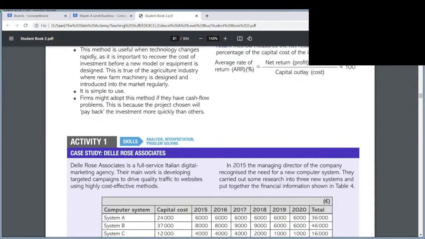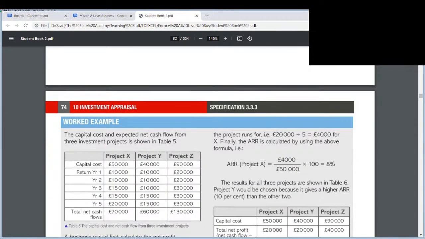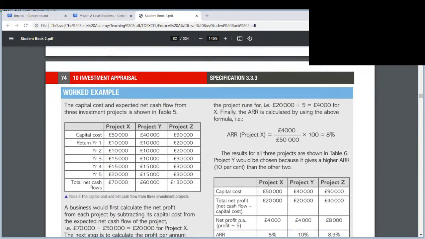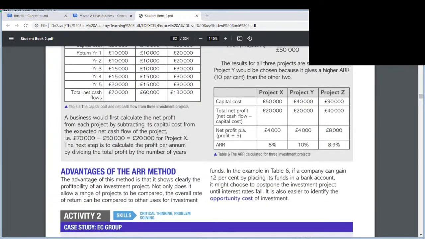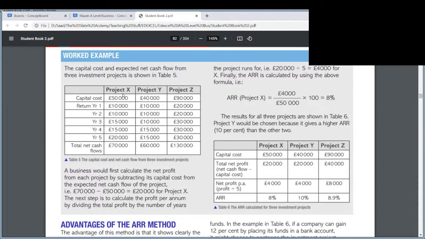But one second. The capital cost, expected net flow, three projects shown. Project X, you have got 50,000 capital cost, and then you get 10, 10, 20, 20 and 30, and 20, 70. So you get 20,000 return, and then you divide that 20,000 by 5. That's your net profit, and then you do that per annum.